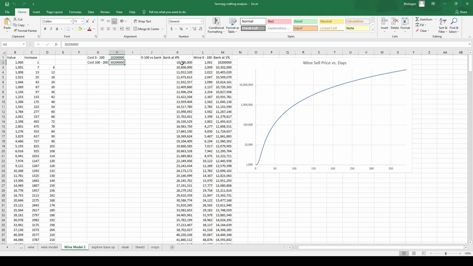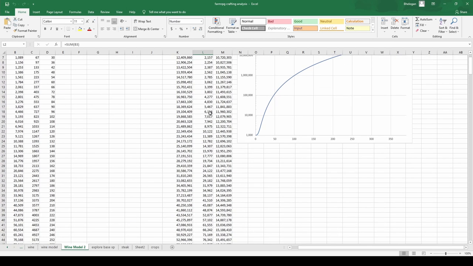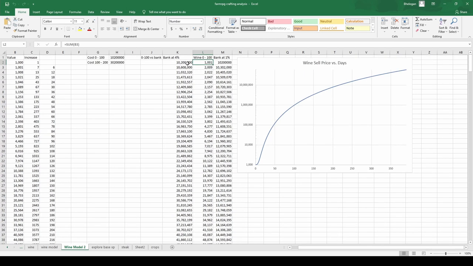So we follow this, and I start with this 10 million investment here, the bank at 4%. We also do the same thing, the 10.2 million at 1%. And then I've got my wine grown after a day. And we can kind of scroll down and see how this goes. So initially, obviously, you've got a lot more silver in the bank because you didn't spend it.